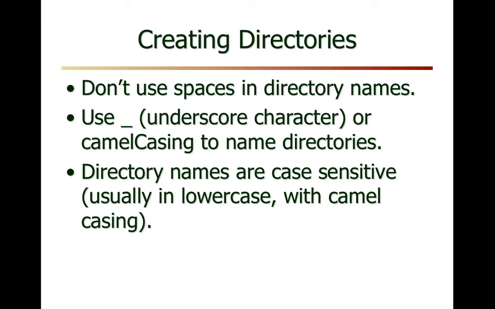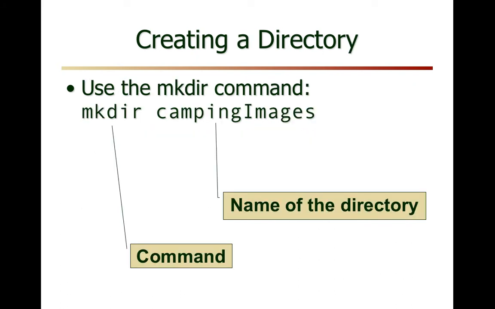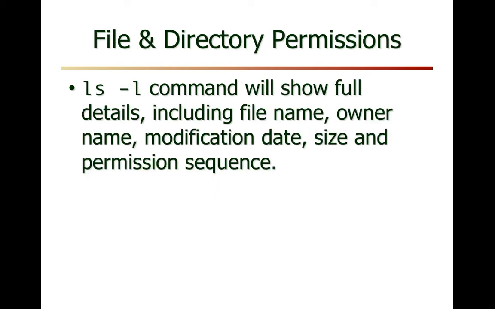So don't use spaces in directory names. We figured that out on the first day of class. Use the underscore character or camel casing. With camel casing, we capitalize the second word's first letter. They are case sensitive, usually in lowercase or with camel casing. Most people will put the directory name in lowercase. It's more of a best practice. I'm using make directory to make a directory, and we've seen that before already. And ls -l gives you more of the full details. So you'll need to use the -l with the assignment in order to see the directory permissions. Just keep that in mind.